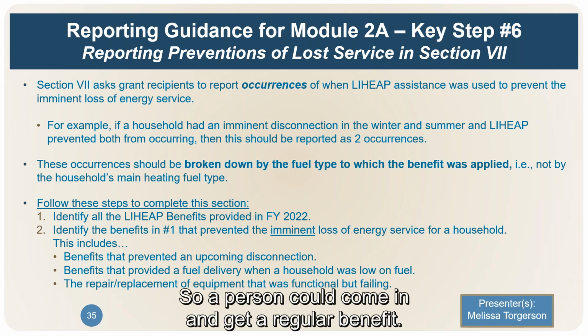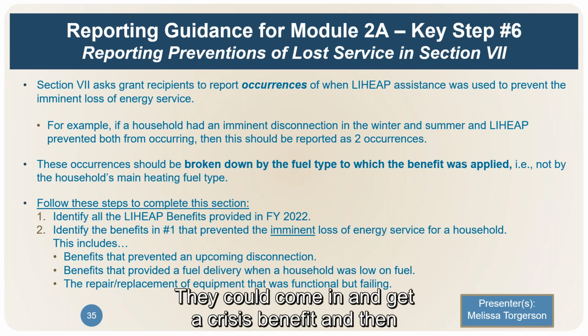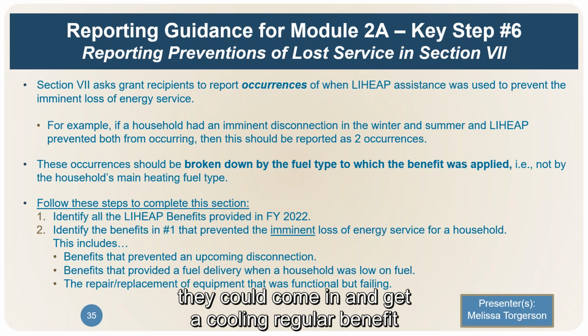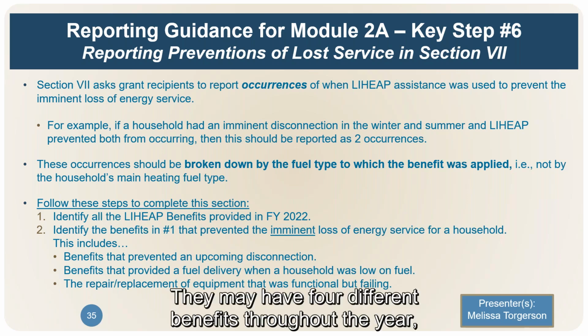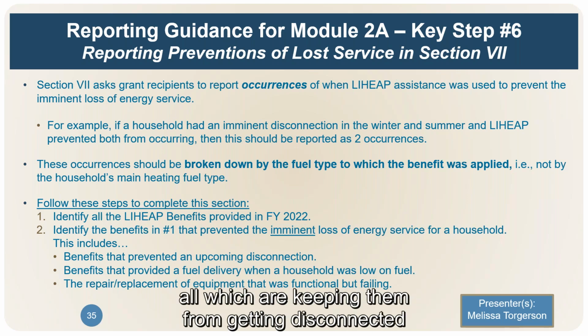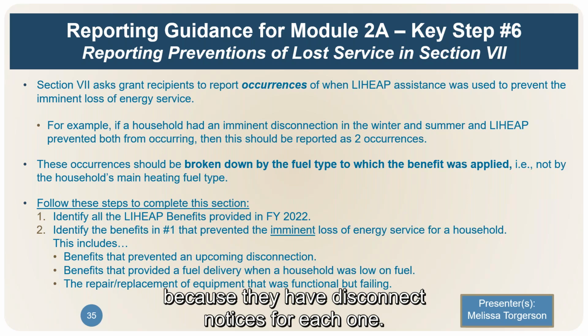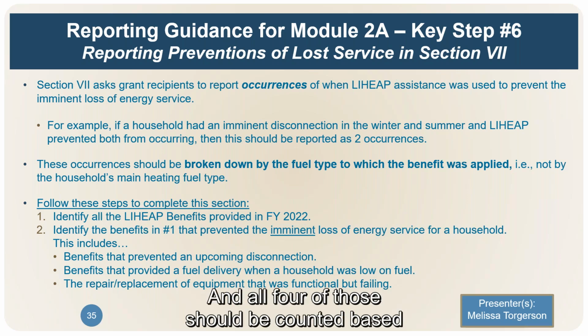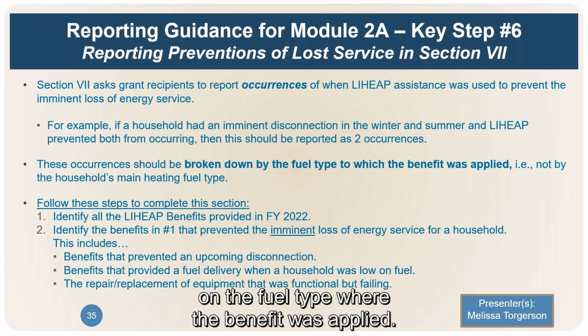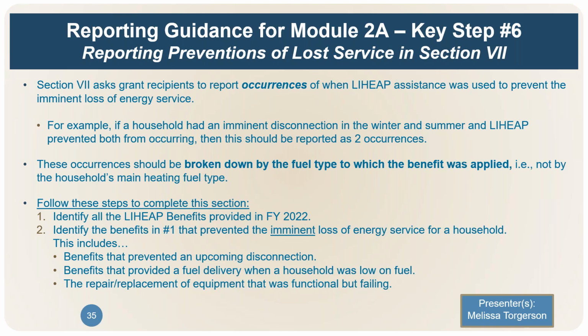So a person could come in and get a regular benefit. They could come in and get a crisis benefit, and then they could come in and get a cooling regular benefit and a cooling crisis. So they may have 4 different benefits throughout the year, all of which are keeping them from getting disconnected because they have disconnect notices for each one. And all 4 of those should be counted based on the fuel type where the benefit was applied.